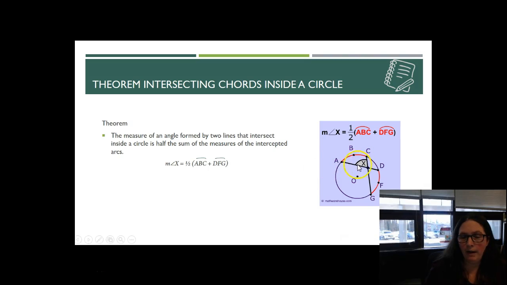You can see here angle X intercepts the arc from A to C, and then this other angle intercepts the arc from D to G. So in order to find the measure of angle X, I would add together the measure of ABC as an arc and DFG as an arc. When I add those two together and divide by 2, I'm essentially taking the average of those two. That will give me the measure of this angle.